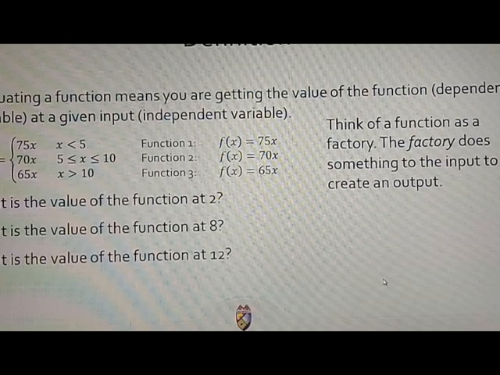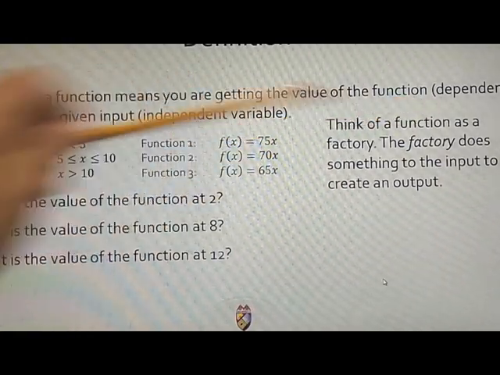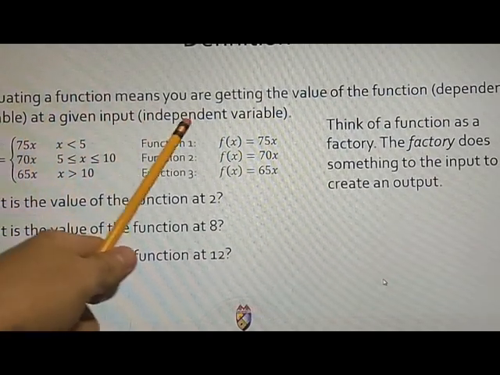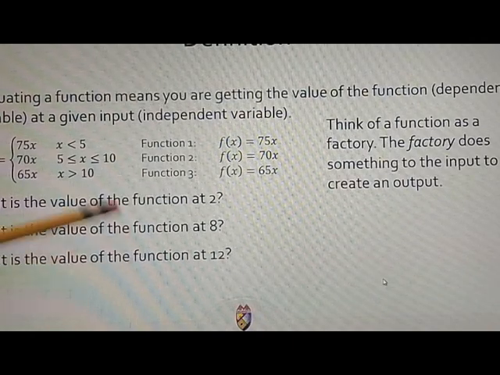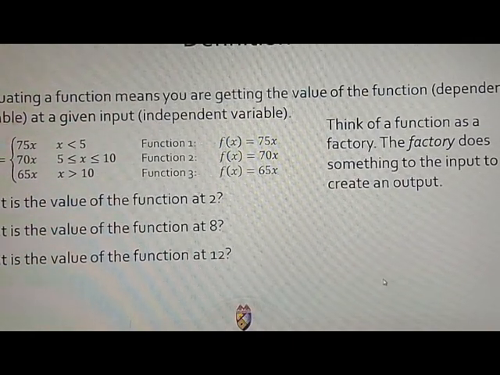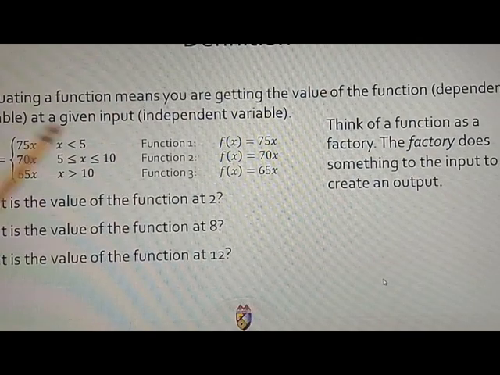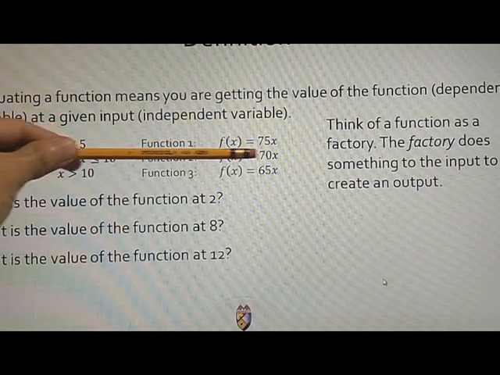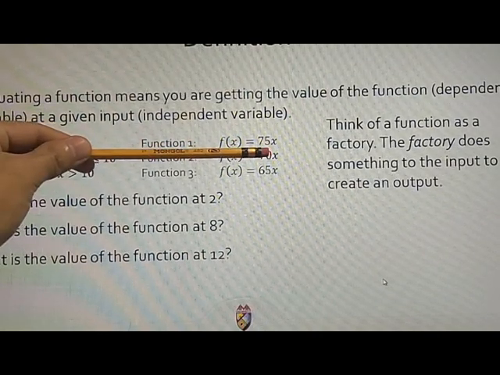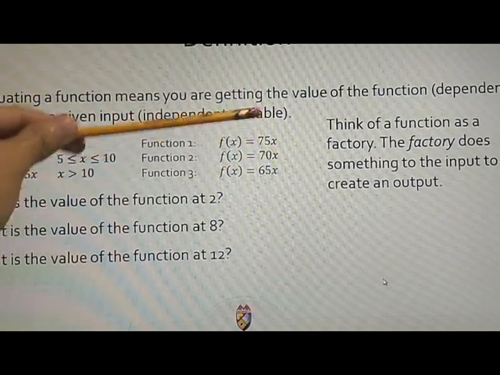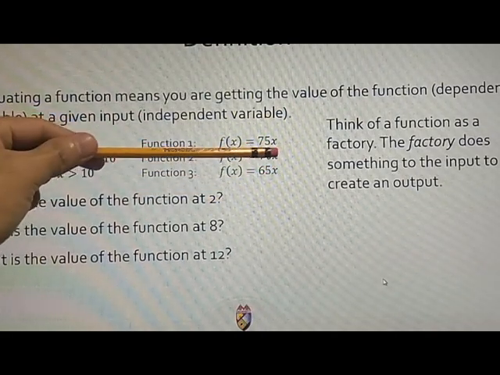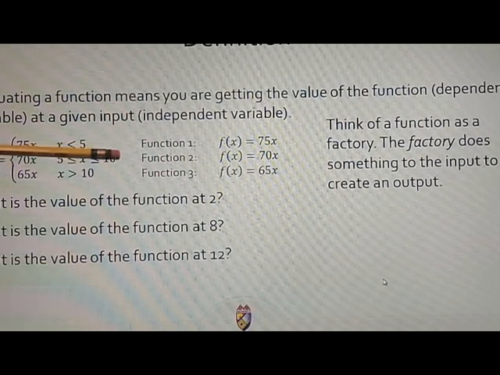Evaluating a function means you are getting the value of the function, the dependent variable, at any given input, or the independent variable. Kanina, yung example natin about shirts, ito yung representation ng kanyang operation, and here is the function. We have function 1, f of x is equal to 75 times x, or 75 pesos times the number of shirts to buy, when x is less than 5.